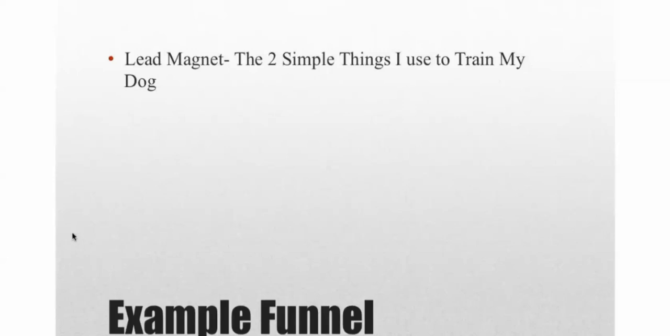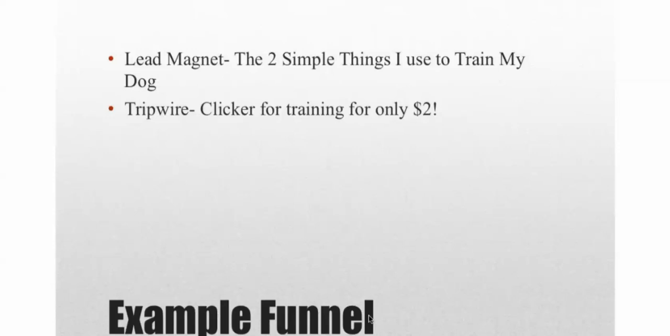So they get those 2 simple things I use to train my dog, and one of those 2 things in that lead magnet is a clicker for clicker training your dog. So the tripwire might be something like, hey, for just $2, we'll send you this dog clicker that will help you clicker train your dog. It's directly related to the lead magnet and is a perfect upsell, really.